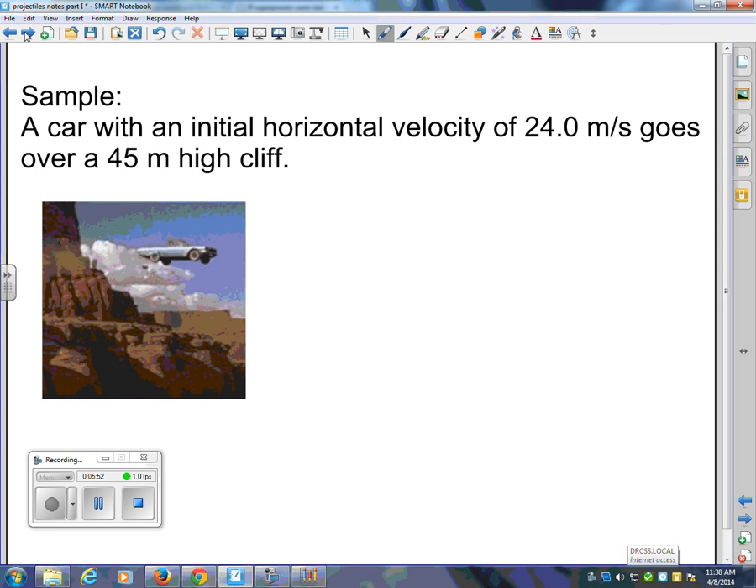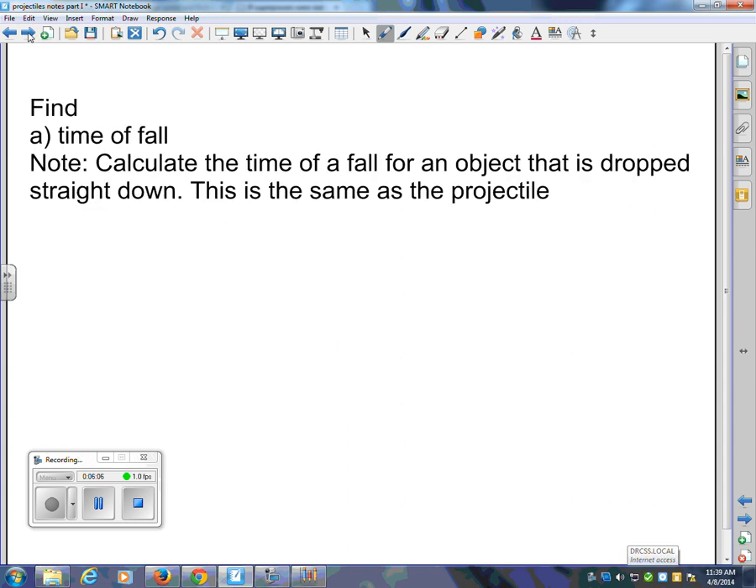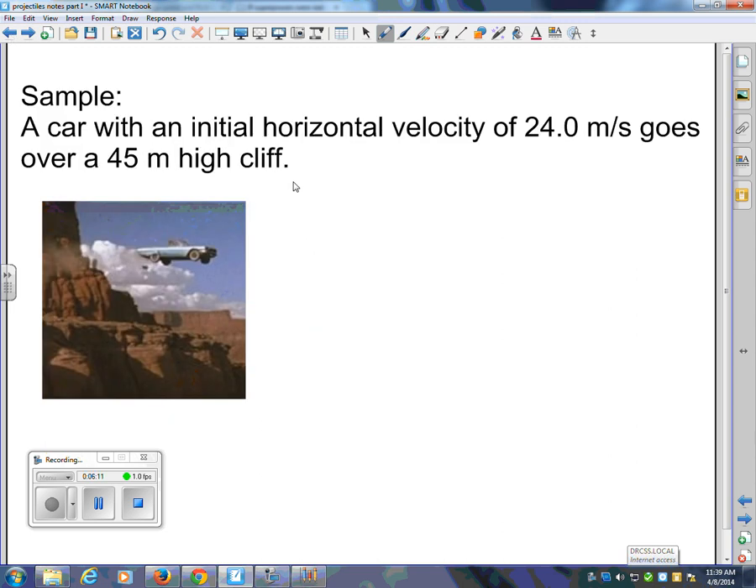Okay, here's a sample question. There's some stuntman deciding to drive off the edge of the Grand Canyon. Probably not the wisest move. Hoping they've got some sort of parachute. I think the clicker quiz is over. There might be another question at the end. Should you write down a sample question? Yes, probably. So we've got a car with an initial velocity of 24 meters per second, goes over a 45-meter high cliff.